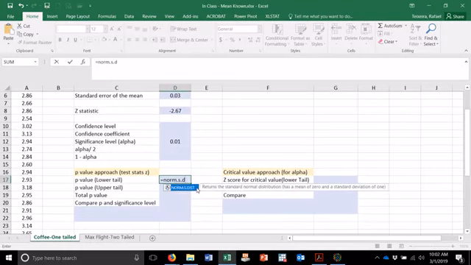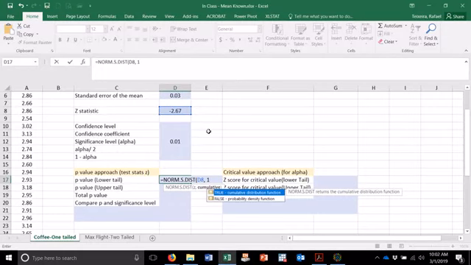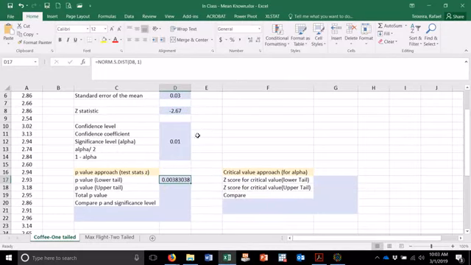NORM.S.DIST, open parentheses, and then you select the z that we want. This is the z we found, and then type comma, and then type 1 to say that it's cumulative. Then close parentheses. So this is the probability that we have to find for this z statistic in the distribution of z. Now I can compare the probability, the p, with the significance level.